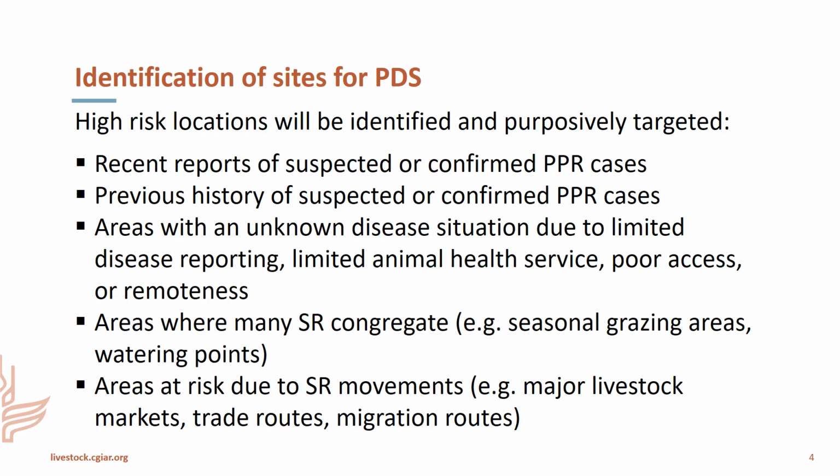Using the data collected in the baseline studies, such as key informant interviews and community meetings, locations at high risk for PPR will be identified and purposefully targeted for PDS, such as areas with recent reports of PPR or previous history of PPR disease. Other areas that are high risk are those that have not been well covered by animal health services, so the disease situation is unknown, and areas where large numbers of sheep and goats come together, such as grazing and watering places, and areas of major movements, markets, trade routes, and migration routes.